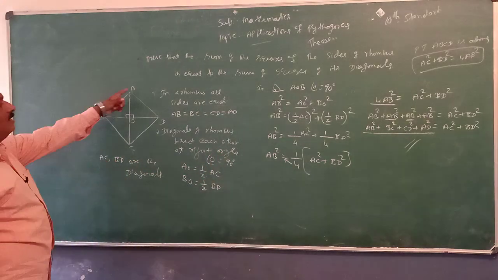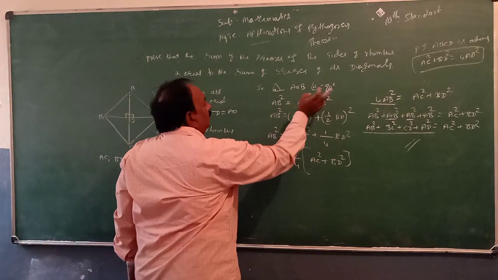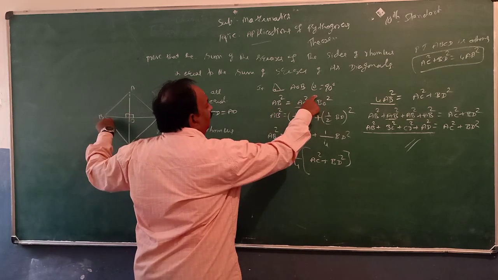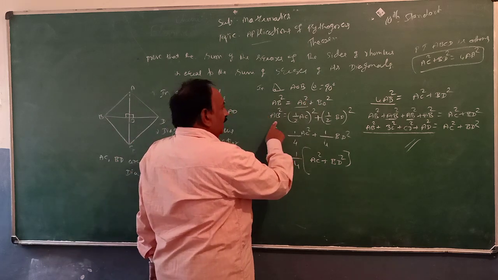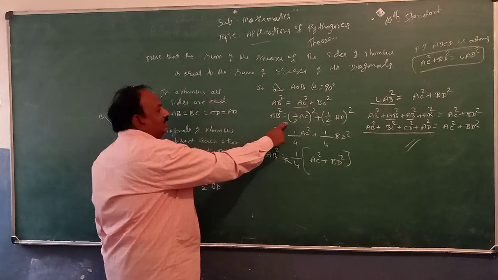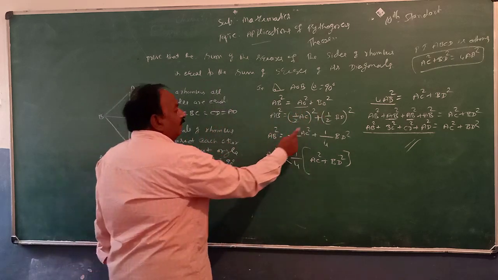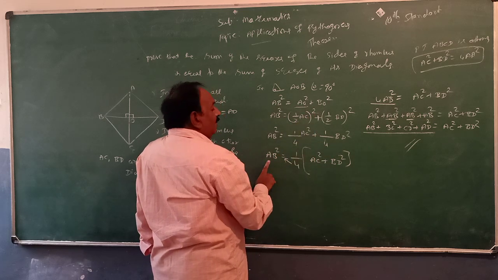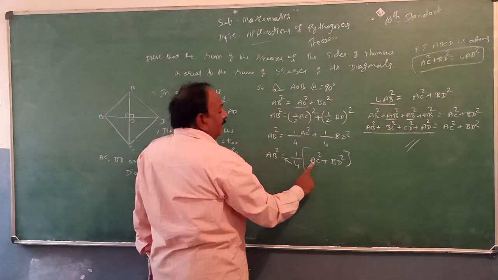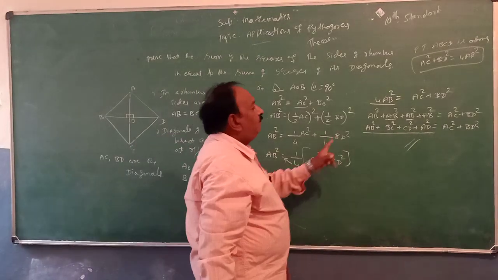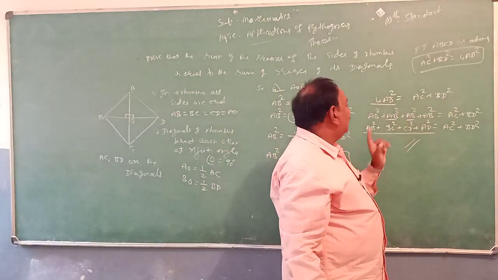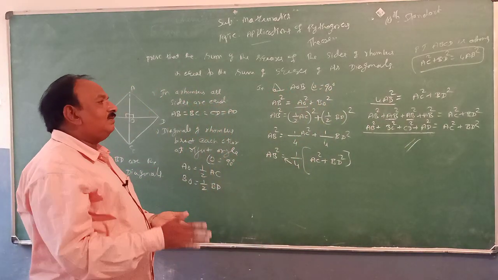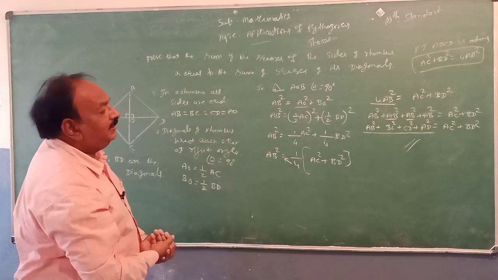The concept is diagonals of the rhombus bisect each other at right angles. In the right angle triangle AOB, angle O is equal to 90 degrees. Applying Pythagoras, AB squared is equal to AO square plus BO square. AB square is equal to, what is AO? Half of AC whole square. What is BO? Half of BD whole square. 1 by 2 twos are 4, AC square, BD square. AB square, 1 by 4 is the common factor, AC square plus BD square. Taking cross, 4AB square is equal to AC square plus BD square. 4AB square can be written as AB square plus AB square plus AB square plus AB square is equal to AC square plus BD square.